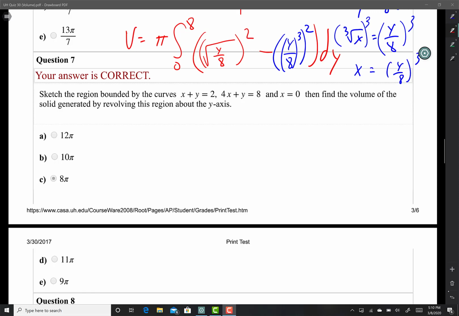All right, here we go, guys. Sketch the area bounded by the curves x plus y equals 2. So let's go ahead and see if we can sketch that. So x plus y equals 2. So here's my y-intercept of 2. And so that means y-intercept of 2.